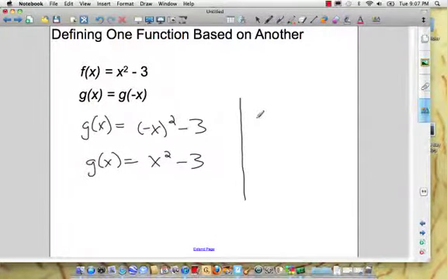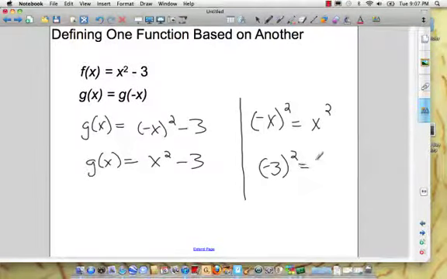Okay, and I'm going to write off to the side here. That might be something you can think about a little more deeply. Why is it that negative x squared is equal to x squared? Well, it's kind of like this. Negative 3 squared is the same as 3 squared. And it works for any number. Negative 5 squared is the same as positive 5 squared. So negative x squared is the same as x squared.